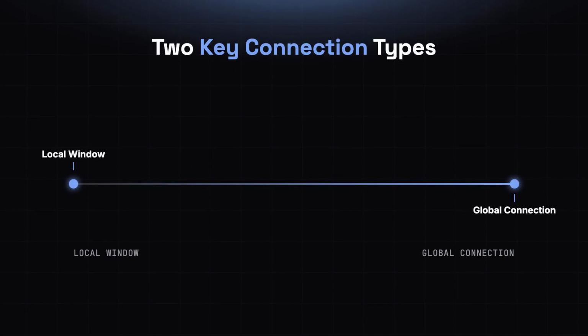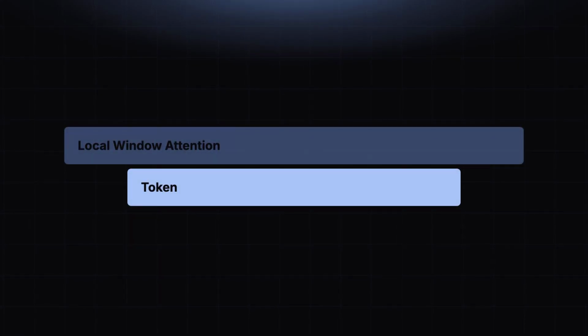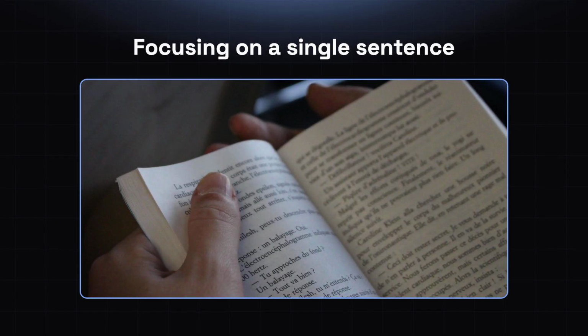Their system focuses on 2 key types of connections. First, a local window attention. Each token primarily focuses on a small group of tokens immediately surrounding it. This is like a reader focusing intensely on the words in a single sentence or paragraph to grasp its immediate meaning.